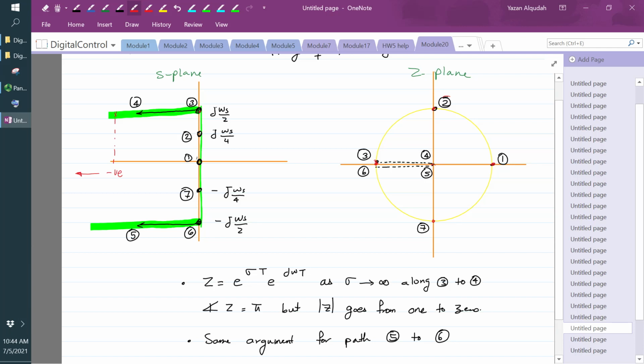Okay. So again, the mapping will have a magnitude that is e to sigma t and a phase e to j omega t. For e to j omega t, if I am along 3 to 4, omega is constant, so I'm going to be along the same angle here. The magnitude is determined by where I am along the real axis. Okay, I hope this is clear.